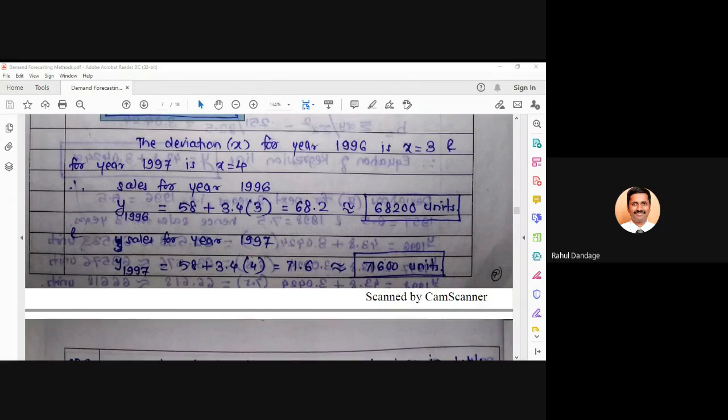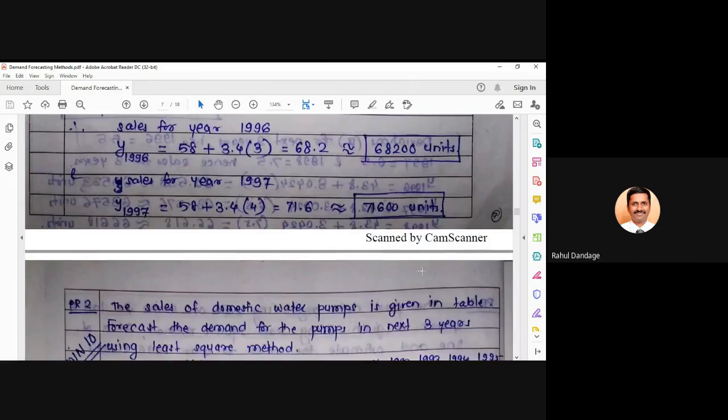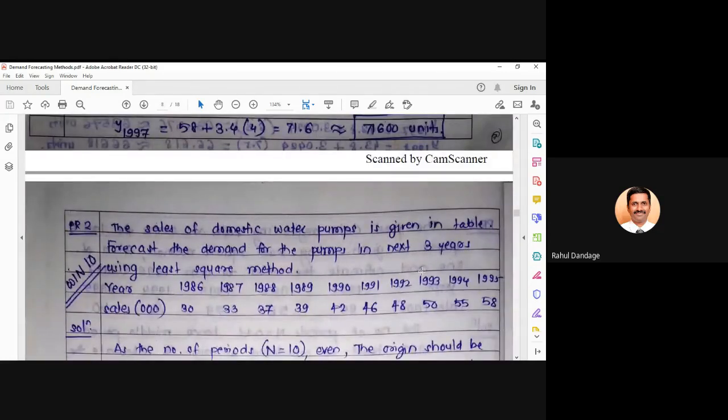Okay, so this is about an odd number of periods. Now let us take another example in which an even number of periods are given, and we have to calculate how we can calculate the forecast. So sales of domestic water pumps is given in the table. Forecast the demand for pumps in the next 3 years using the least square method.